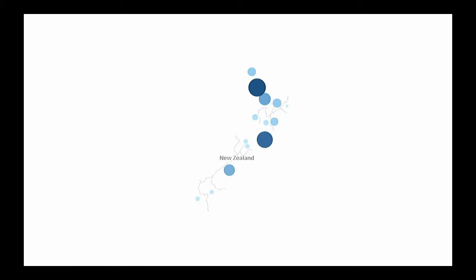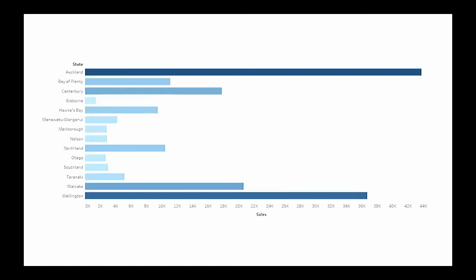So the easiest way to do any comparison in data visualization is a bar graph. You can instantly see, okay, which bar is longer, that's the one with more sales.